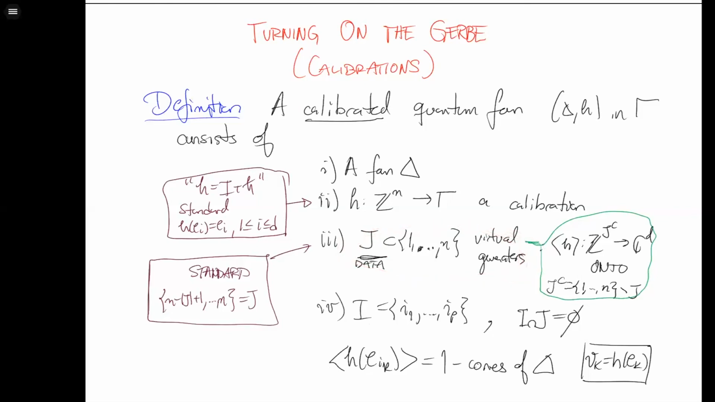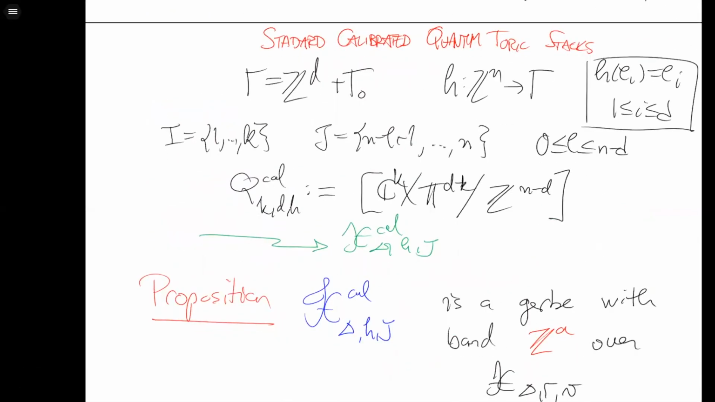And then we have the following proposition, and the proposition is that the calibrated stack, this is the calibrated affine quantum toric varieties, and then we get a calibrated quantum toric stack. And the difference between the calibrated fan or the calibrated quantum toric stack and the one that I described in most of this talk is that this one is a germ over this with certain bands, abelian bands.